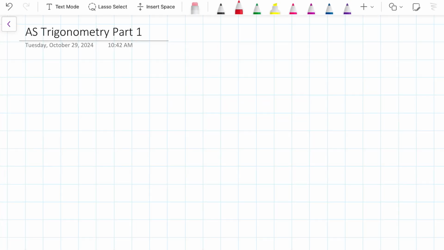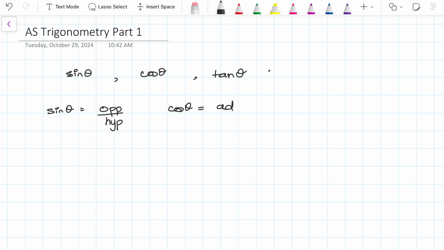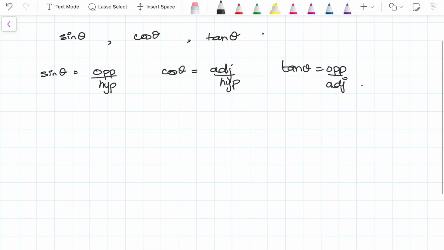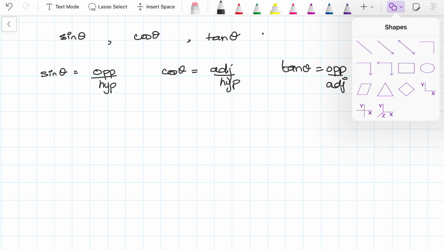So today we are going to start with trigonometry, which is part of the AS level math 9709. So let's just start and understand the basics of it. The basic trigonometric functions that I'm sure you've also learned in O level math are sine theta, cos theta and tan theta. Sine theta is equal to opposite upon hypotenuse. Cos theta is equal to adjacent upon hypotenuse. Tan theta is equal to opposite upon adjacent. And these are all linked to a right angle triangle.